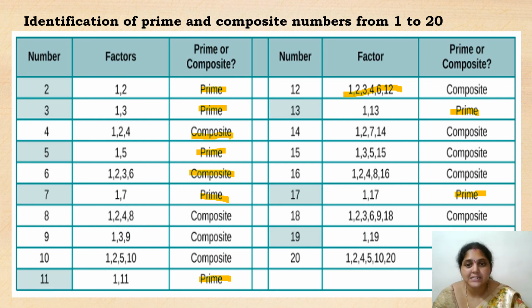Coming to 19, it has only 1 and the number itself. That's why it is known as a prime number. Coming to 20, it has more than two factors. That's why it is known as a composite number. Numbers having only two factors are known as prime numbers. Numbers having more than two factors are known as composite numbers.